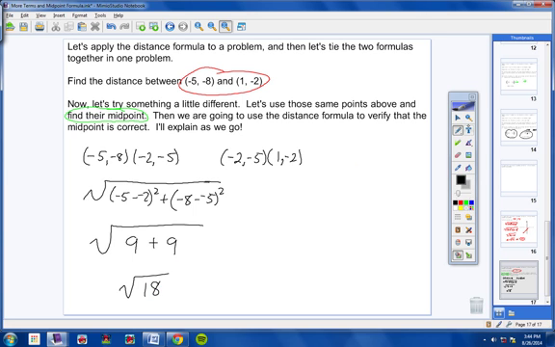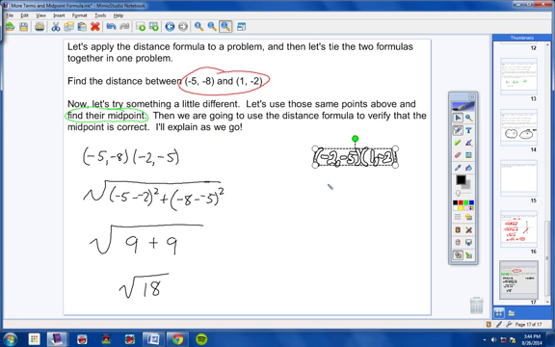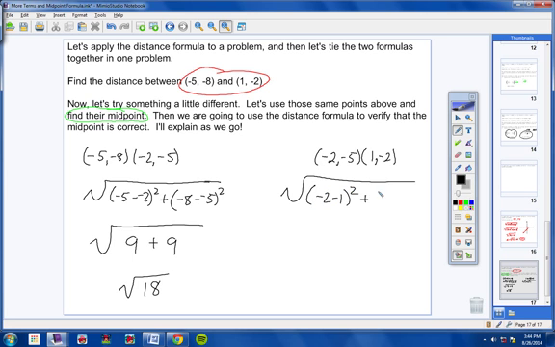Now let's see if we get the same thing over here for these 2 ordered pairs, and hopefully we will. All right, let's see if we do. Here we go. First of all, we have X minus X, which is -2 minus 1, quantity squared, plus y minus y, negative 5 minus negative 2, quantity squared. Negative 2 minus 1 is negative 3. When you square negative 3, you get 9, plus negative 5 minus a negative 2 is negative 5 plus 2, which is negative 3. When you square a negative 3, you get 9, and 9 plus 9 is the square root of 18.